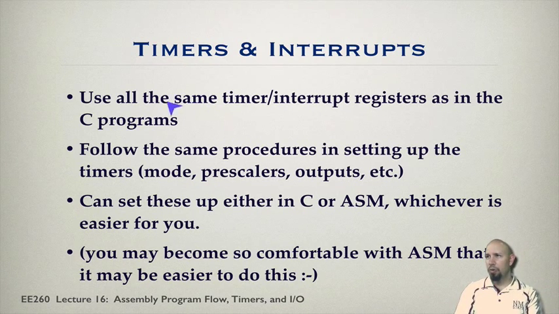So, simple. We would basically follow the same procedures in setting up all the timers. We need to set their modes, their prescalers, their outputs, etc. Okay? Same. You need to set the exact same registers, same sequence. You can set these up either in C or assembly, whichever is easier for you. And I say you may become so comfortable with assembly that you might find it easier to do it in assembly. Maybe. Okay, if you get there, let me know. I'd be interested in knowing if you ever get to that point, because I mean, I'm your teacher. I'm introducing this to you, and if it becomes more comfortable, then that's good.